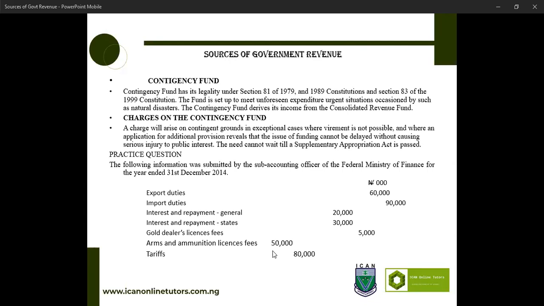Let's start. Import duties. Same thing, right? Revenue, inflow, federation account. Interest and repayments, general: CRF. All right. Interest and repayments, states: CRF. Ed 14, gold dealers license fees: CRF. So is it compulsory to restate the Ed? No, you don't need that. Oh, okay, just for the class. Gold dealer's license fee: CRF. Tell me, is it revenue or expenditure? Revenue. Okay.